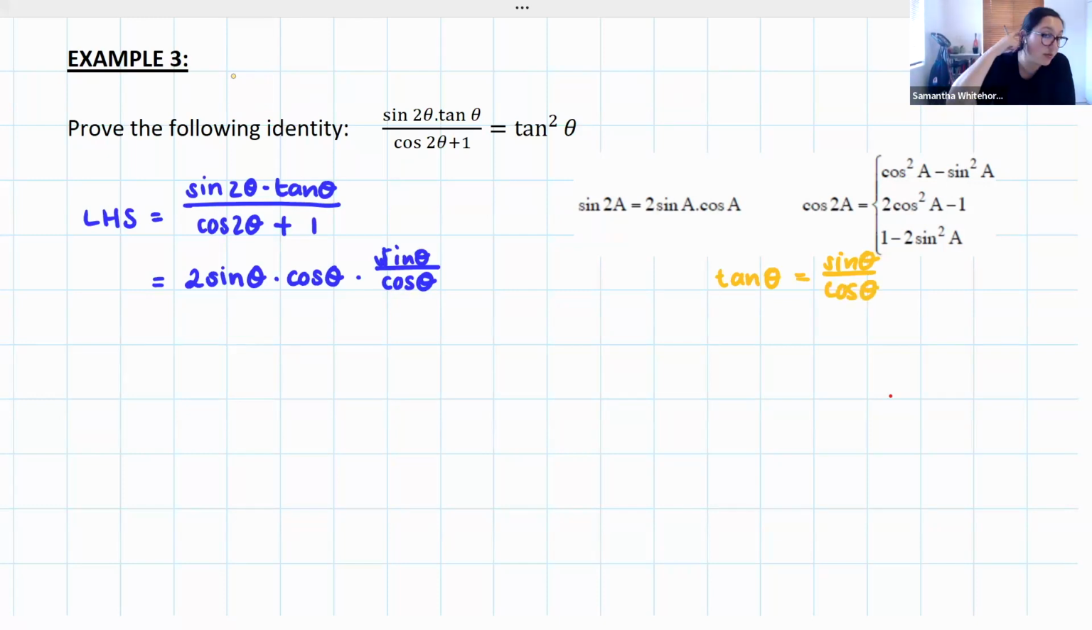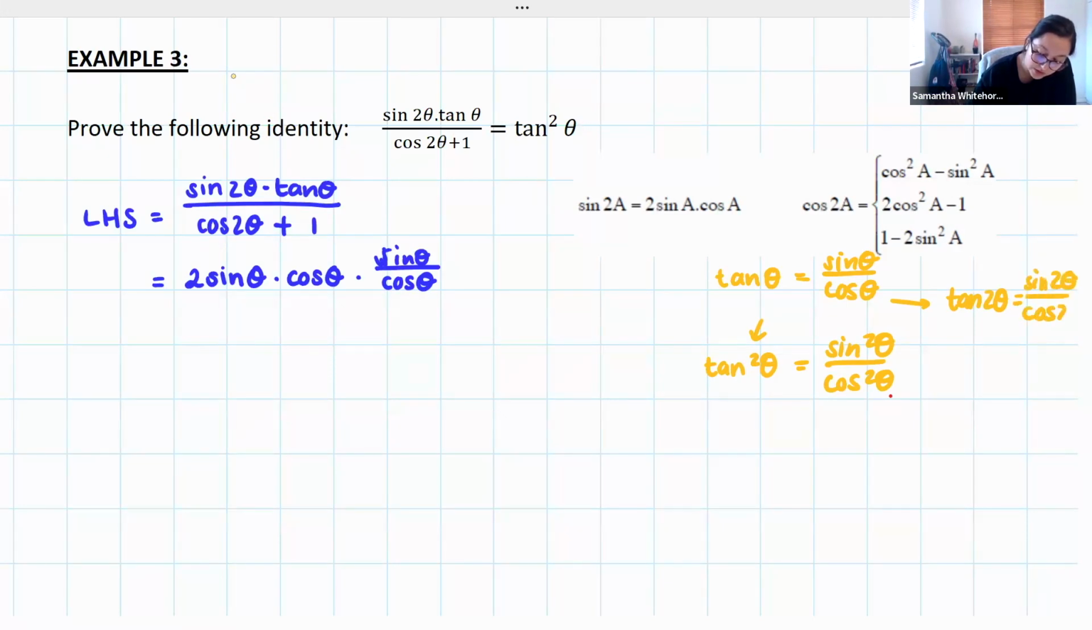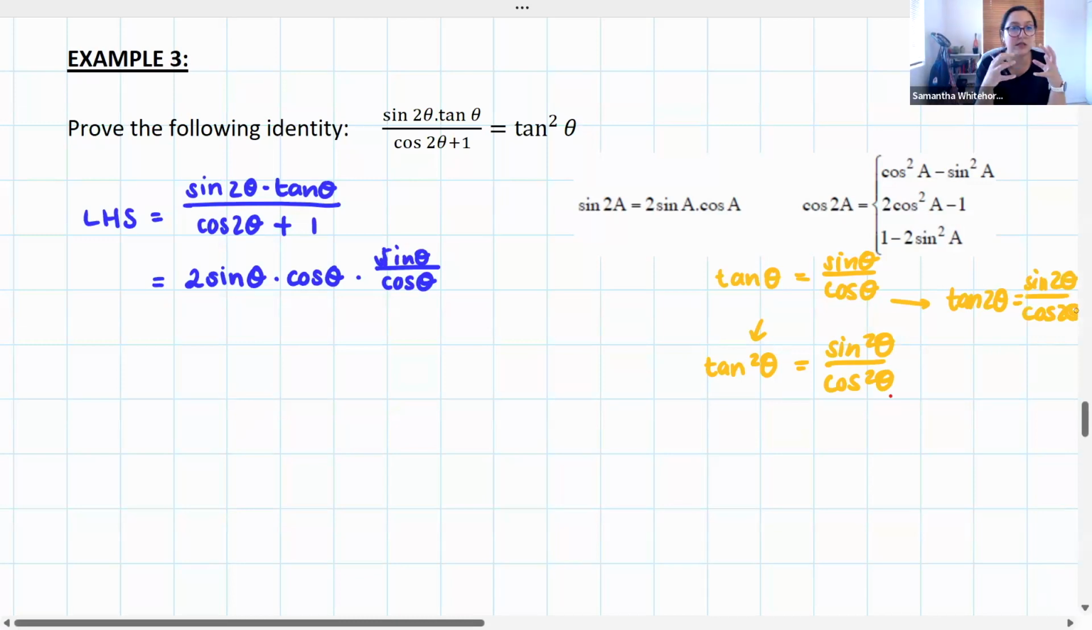And what I want you guys to remember is that the tan identity can apply whether it's squared or whether it's a double angle. So this could be tan squared theta equals sine squared theta over cos squared theta. It could apply to a double angle, so tan 2 theta equals sine 2 theta over cos 2 theta. Essentially, you just need to see that the sine, the cos, and the tan are all identical with their angle and what's happening to them. That is all the tan identity or variations of it.